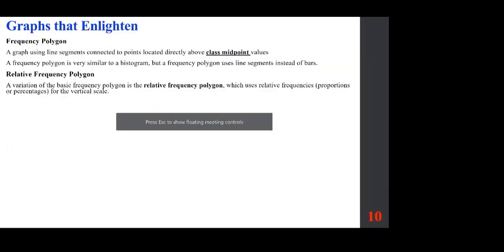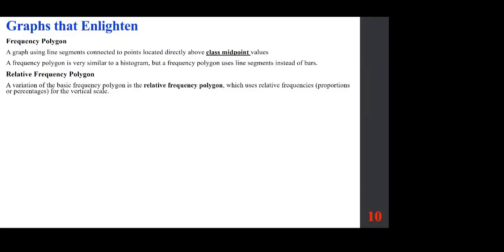The next graph we want to look at is called the frequency polygon. Could somebody read this one for us, please? A graph using line segments connected to points located directly above class midpoint values. A frequency polygon is very similar to a histogram, but a frequency polygon uses line segments instead of bars. Thank you so much. A relative frequency polygon is the same thing in essence.